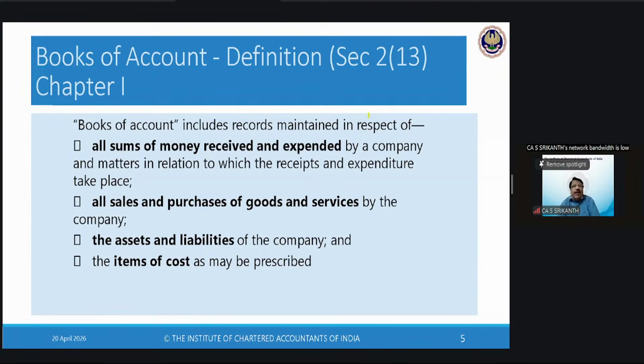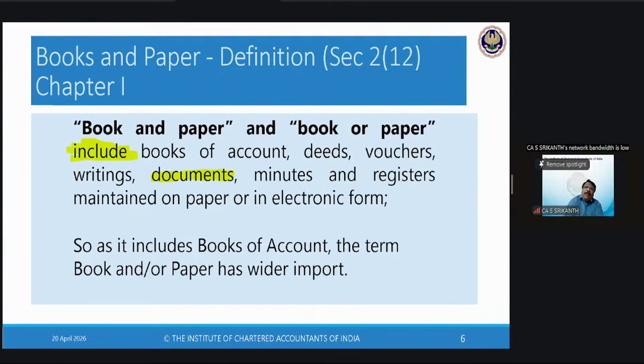Books of account includes records maintained in respect of all sums of money received and expended, all sales and purchases, assets and liabilities, items of cost. In fact, having said accrual basis and double entry system, they need not mention this at all because in double entry system, everything that is based on money would be automatically counted. Book and paper, definition 2, subsection 12.